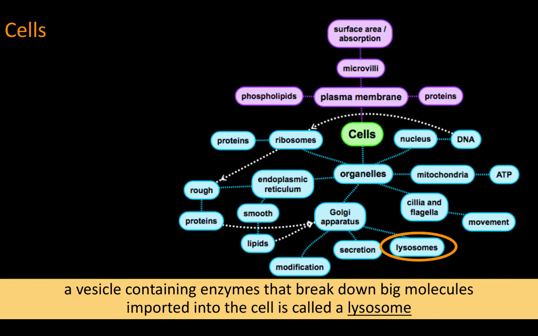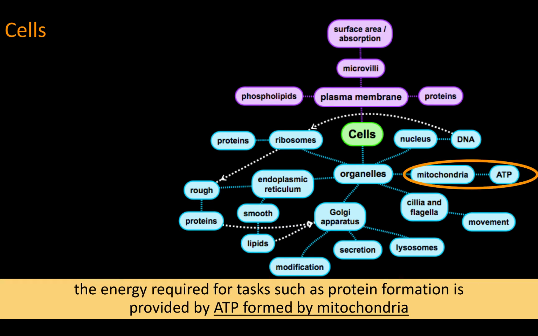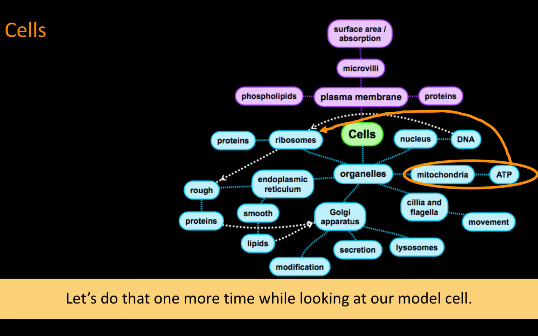A vesicle containing enzymes that break down big molecules imported into the cell is called a lysosome. To lyse means to break, in this case using hydrolytic enzymes that break a molecule by adding a water. The energy required for such tasks as protein formation is provided by ATP formed by mitochondria. Let's do that one more time while looking at our model cell.